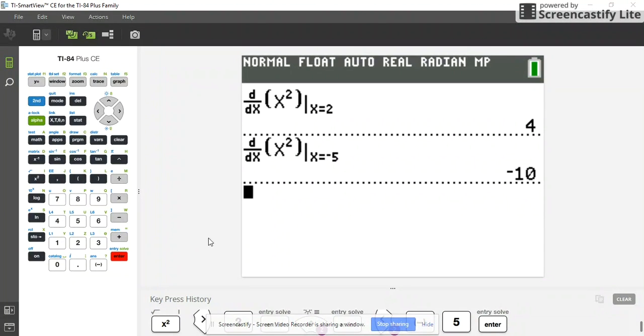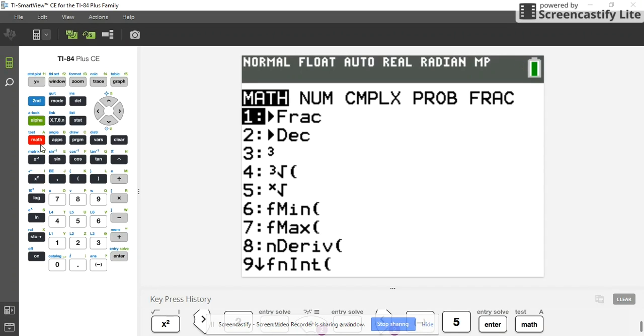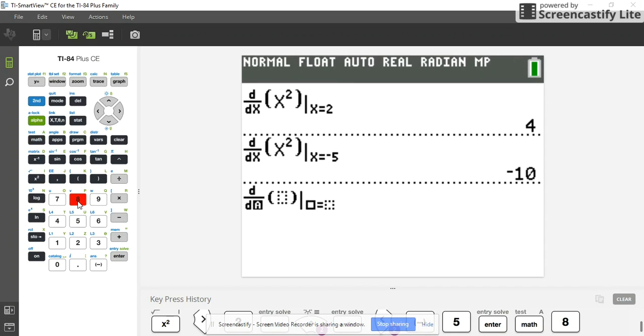So the graphing calculator can find the derivative for us on the main screen. And again, that command is math and then option 8. Math 8 brings up the derivative. Now, one quick note with this: you don't have to put the function here in the parentheses if you've already got it in the equation editor.